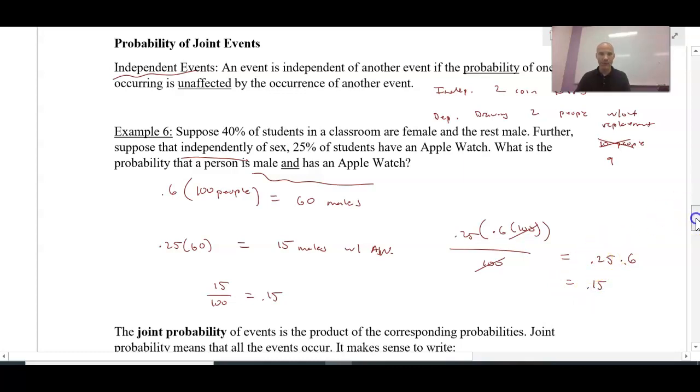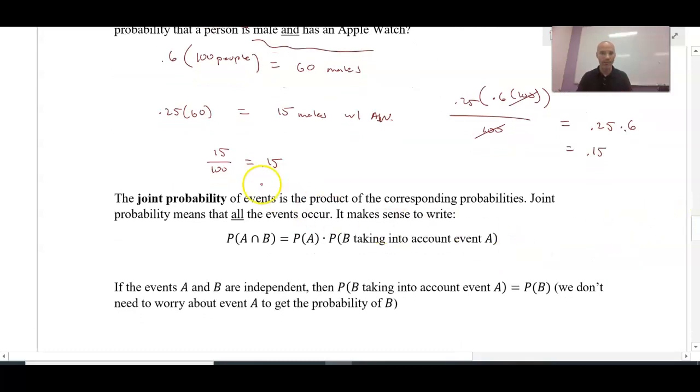So this leads to the rule for joint probability. The joint probability of events is the product of the corresponding probabilities. Joint probability means that all the events occur. It makes sense to write the probability of A. Now, because we often deal with events as being sets, this is the intersection of, but you can read this as "and", right? We want basically the overlap of those two events.